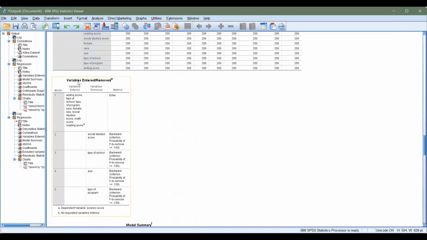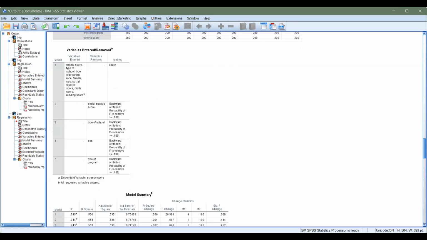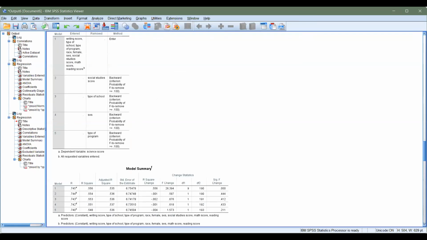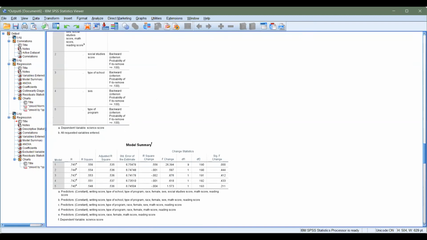Now, can you see this variables entered or removed? So it is giving you the backward method, everything that you have entered, all these variables, but the variables removed by the software are social studies course, type of school, SES (socioeconomic status), and type of program. These variables are removed because they were not found significant.